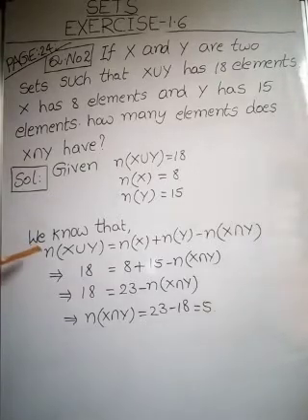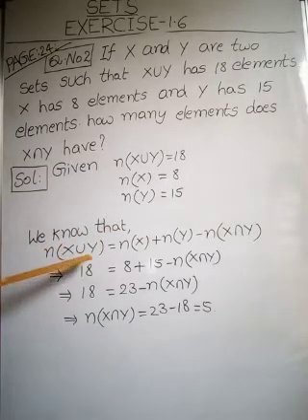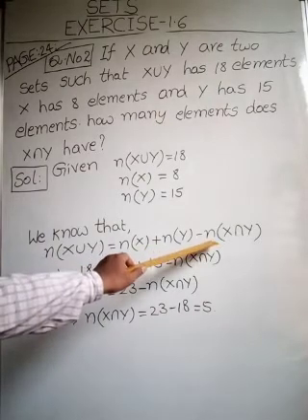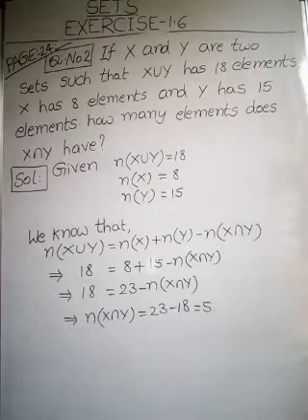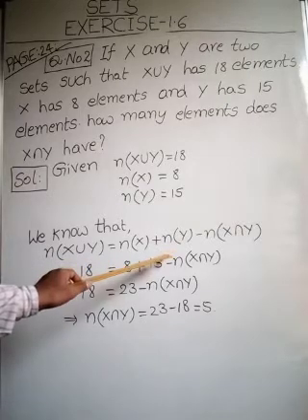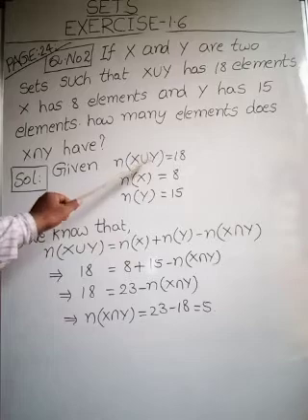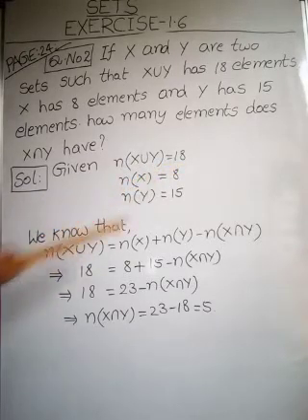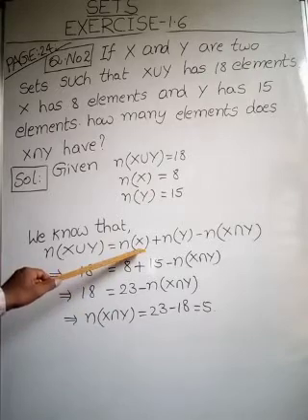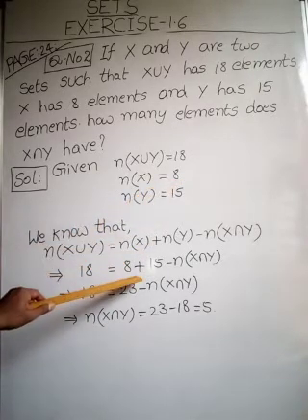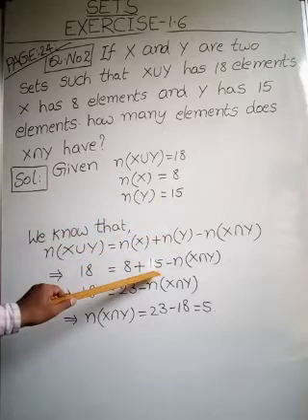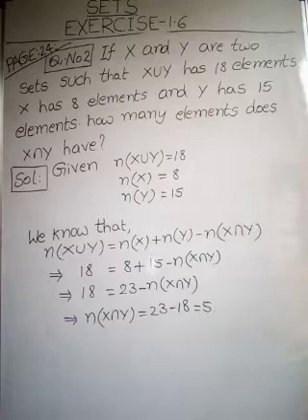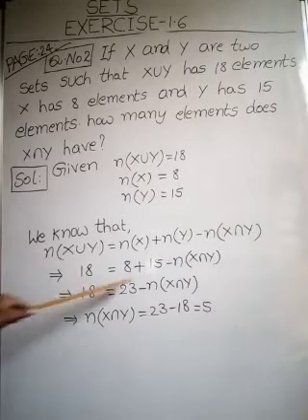Right. Now we know that n of x union y is equal to n of x plus n of y minus n of x intersection y. You know this formula. In this formula, let us substitute these values. What is n of x union y? 18 is equal to n of x. What is n of x here? 8 plus what is n of y? 15 minus n of x intersection y. We don't know its value. Understood this step, my dear children?